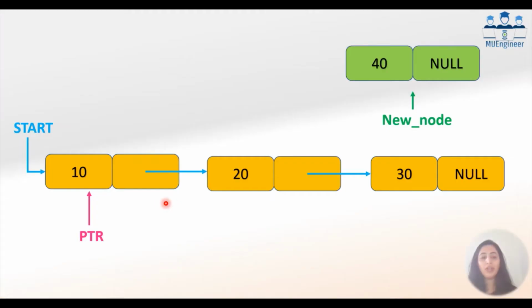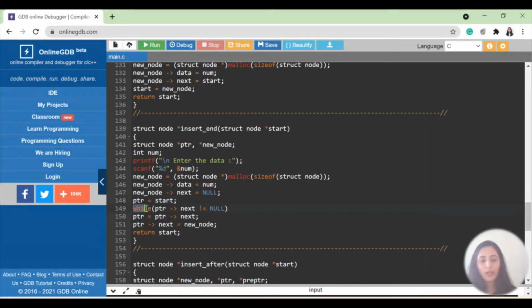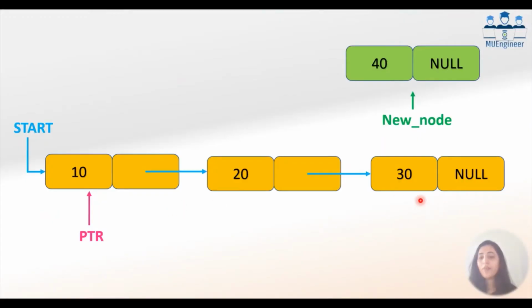Getting it? Now I want this PTR to reach the last node. To reach the last node, we have already seen in the display function how to traverse through the linked list. I just use a while loop, and the ending condition is while ptr.next is not equal to null. This condition is really very important. It makes me reach the last node. When my ptr comes to the last node, this condition will be false.